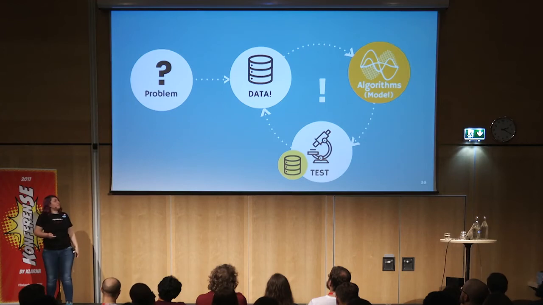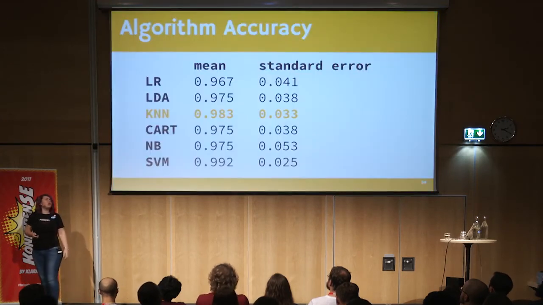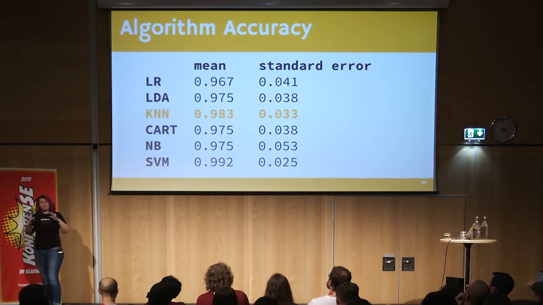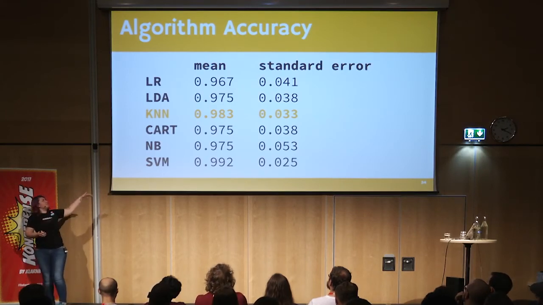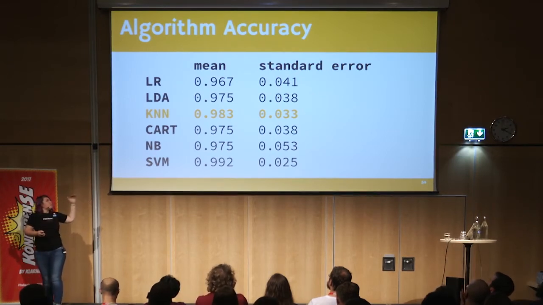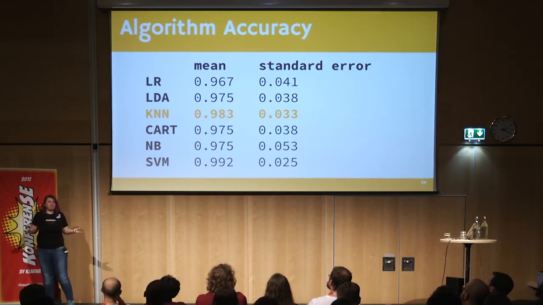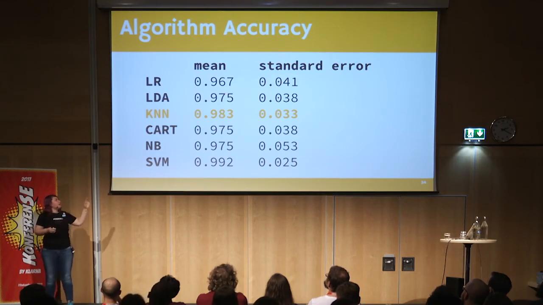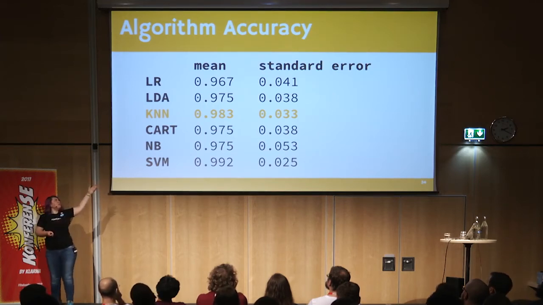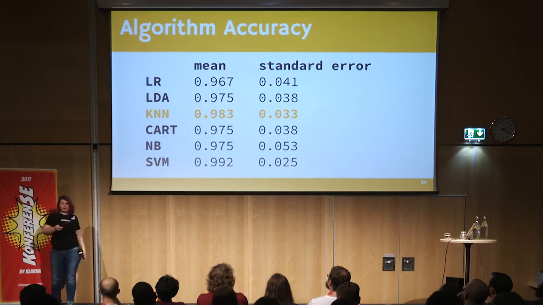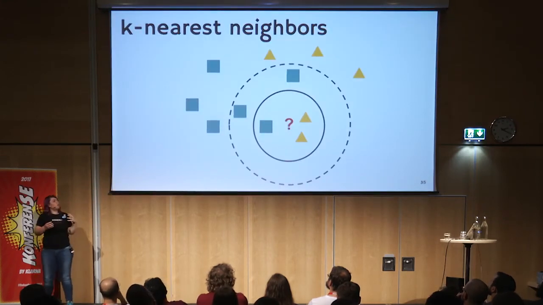Now, about the algorithms, how does that work? Well, you take a whole bunch of them. Here, there are six, and I'm not going to go into detail on each of them. But you take a bunch of them, and you see how accurate they are. This is one way of doing it. It's not the only way, but one way of doing it. And then you pick one that looks the best. KNN, which is K nearest neighbors, has the best mean accuracy and the standard error. So we just pick that.